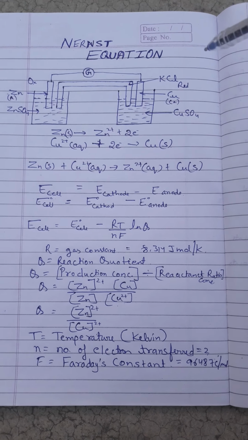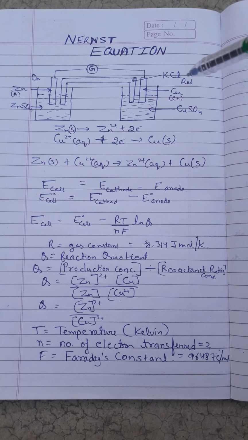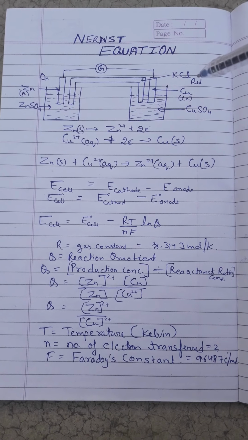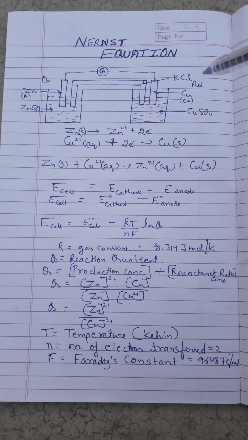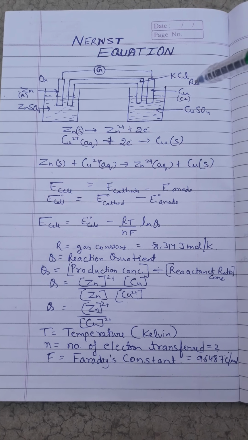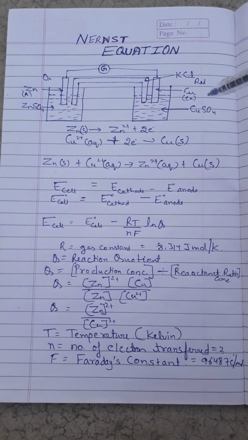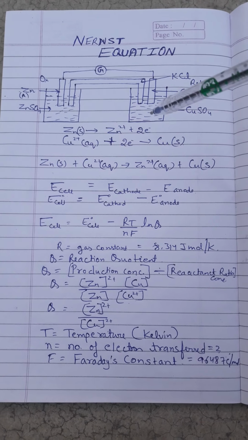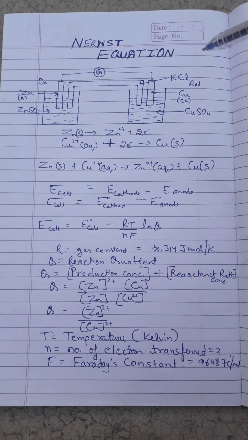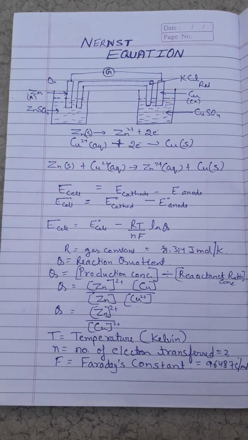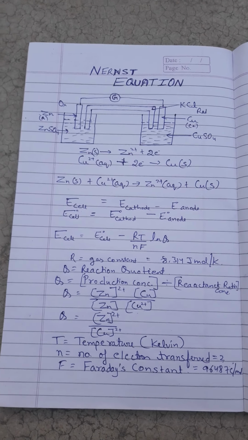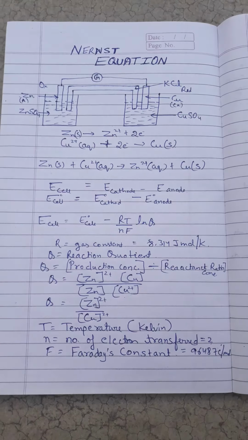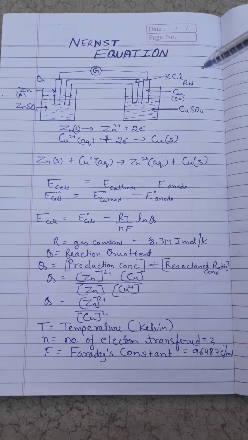We need the Nernst equation because we can't find the electrode potential of a cell in any condition otherwise. The other formulas are only for the standard electrode potential, not for every condition. Suppose we do not have 1 mole concentration or 25 degrees Celsius temperature, then we can't use the other formula. We have to use the Nernst equation. It is helpful in all conditions.